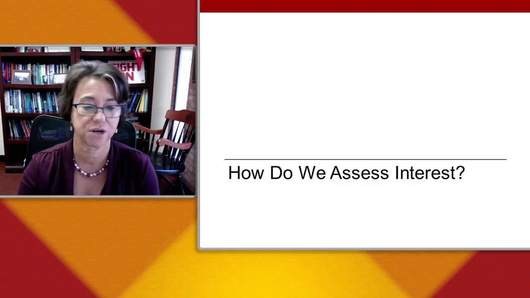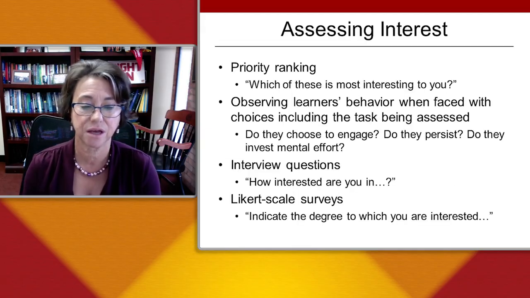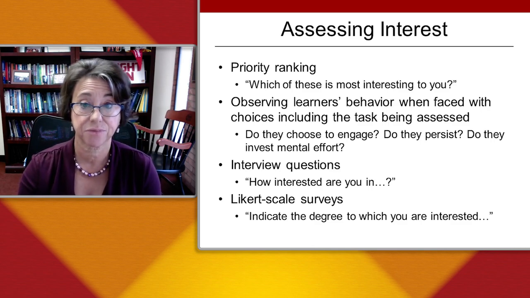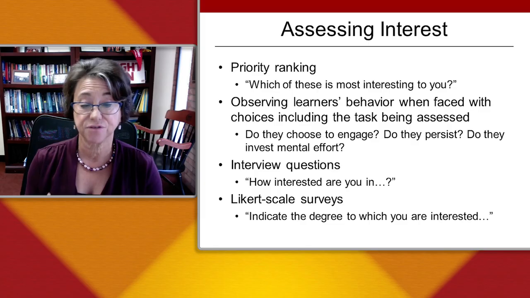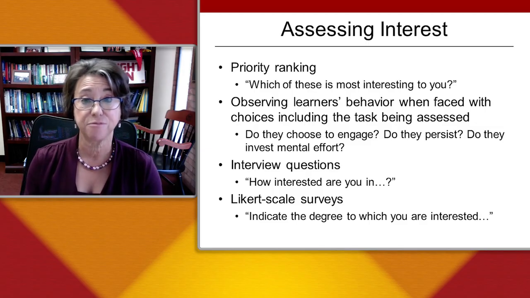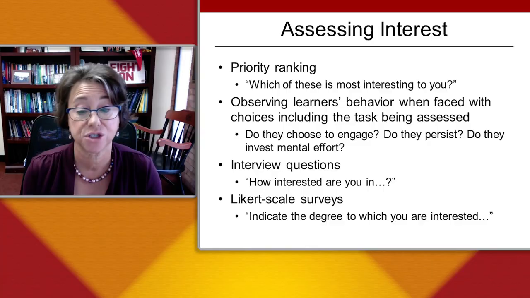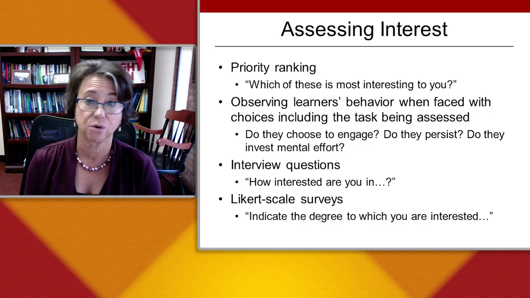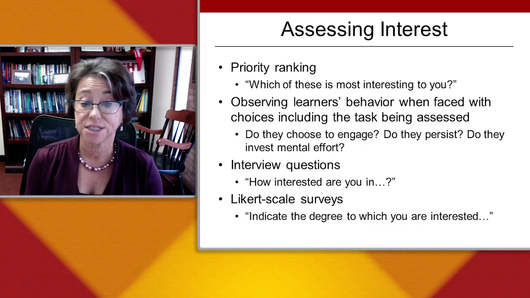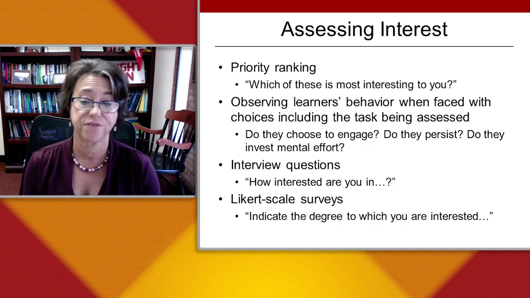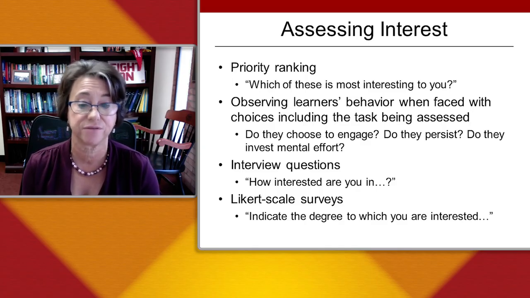How do we assess interest? Well, there are several different ways you can go about assessing interest. You can simply list different tasks and ask the learner to rank them in terms of which interests them the most. Similarly, you can give people a range of task options to choose from and then observe their behavior. Do they choose to engage in this task or a different task? And then do they persist and do they exert mental effort? This is a really effective way to determine their level of interest in the task.